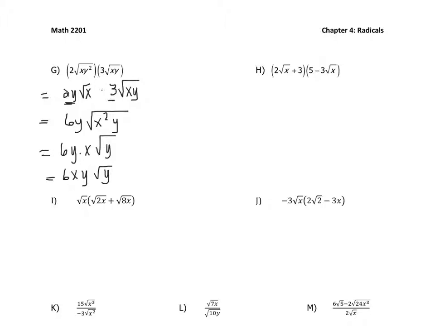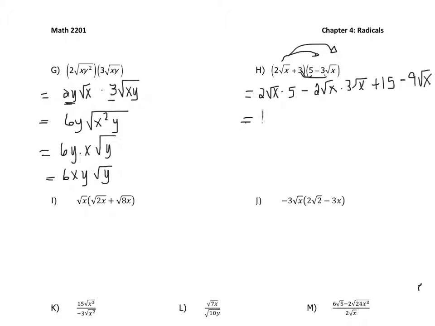Okay, h, you're going to be basically doing what we did before, distributive property again. So the 2 root x will get multiplied by the 5, and then minus the 2 root x times the 3 root x. And then you have to multiply the 3. 3 would get multiplied by the 5, which is plus 15. And the 3 would get multiplied by the negative 3 root x, which is going to give you negative 9 root x.